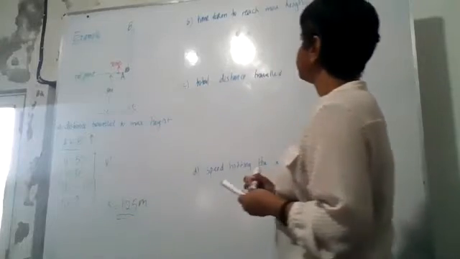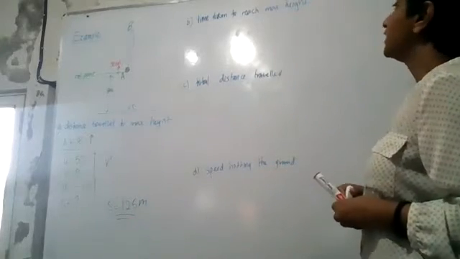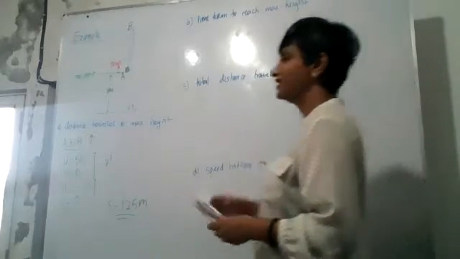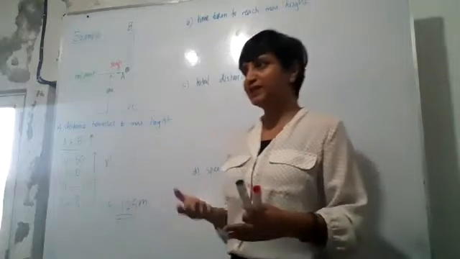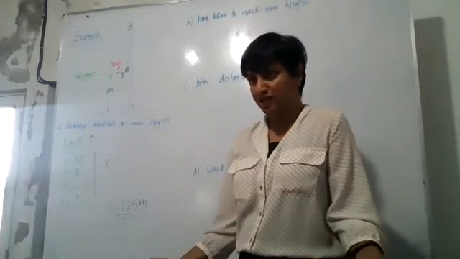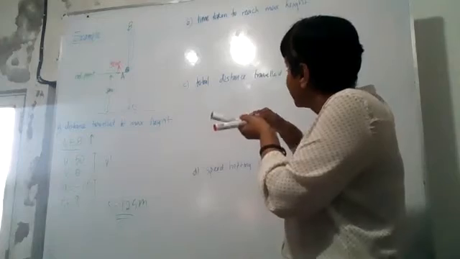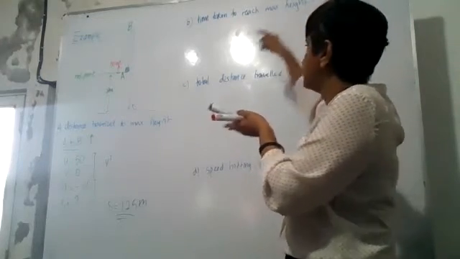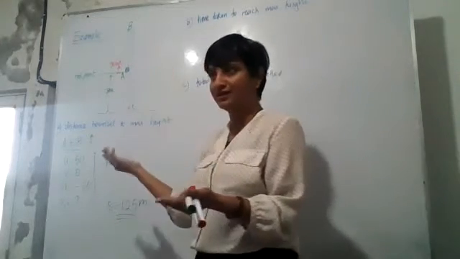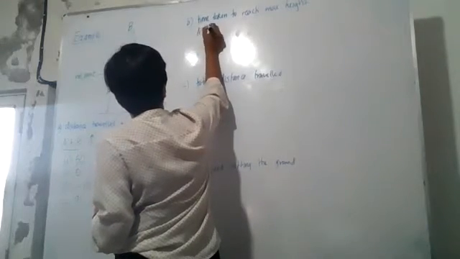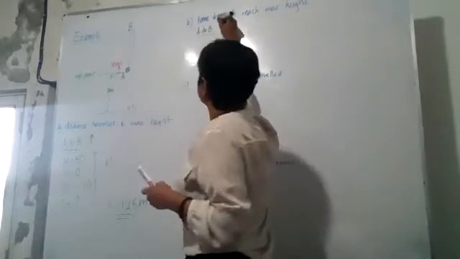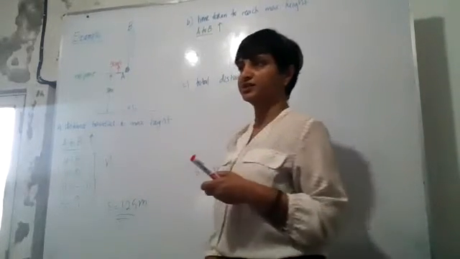Now part B, time taken to reach the maximum height. Again, you have to say to which section you apply equations of motion in order to answer this. A to B. Time taken to reach the maximum height means time taken from A to B. Is that clear? So you have to say A to B, and you are applying it in the upward direction.